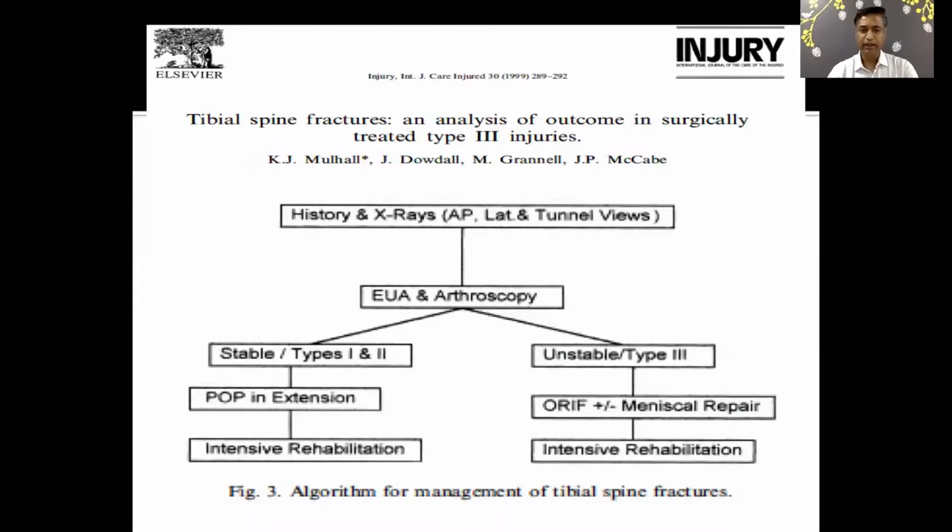Type 1 and 2 can be treated conservatively in POP in extension. A few authors have mentioned hyperextension, but hyperextension is very painful and sometimes may cause neurovascular problems. So immobilizing in mild extension is sufficient. Whereas types 3 and 4 are the ones which definitely benefit from arthroscopic fixation.